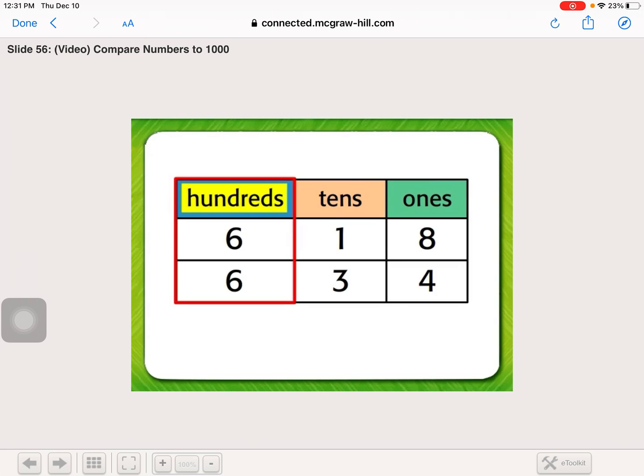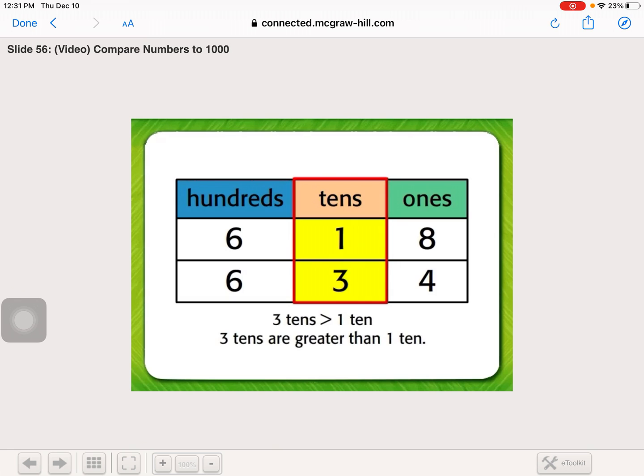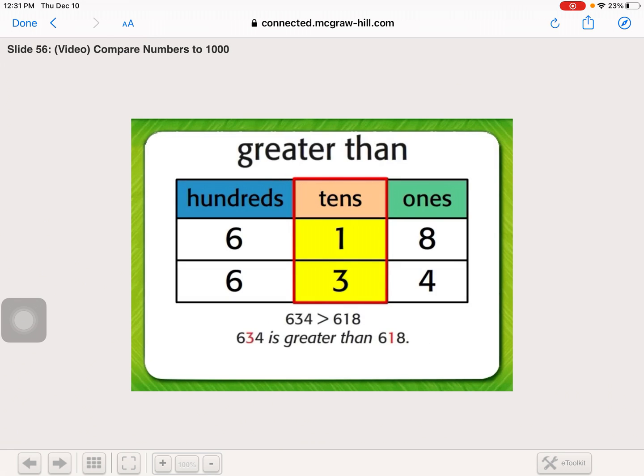When we compare the numbers in the hundreds place, we find that both are equal. They both have 6 hundreds. Since they are the same, we can look at the tens next. The tens are not equal. We can compare these digits to find the greater number. 3 tens are greater than 1 ten. So 634 is greater than 618.